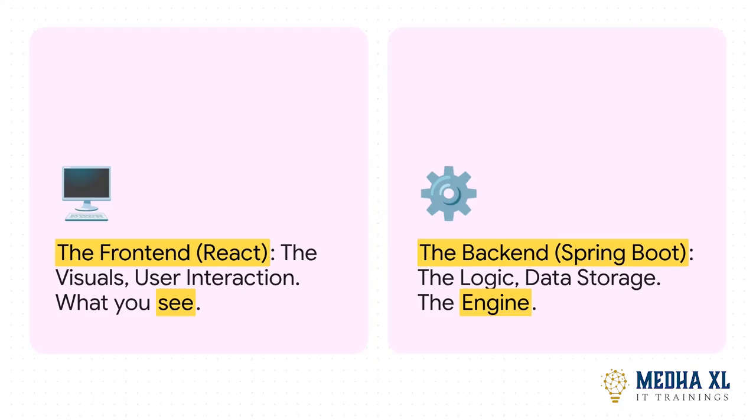And this table just lays it out perfectly. On one side, you've got React, handling all the visuals and user clicks, everything you see. And on the other, you have Spring Boot, managing all the logic and the data, the engine. Now, they are two completely distinct pieces of software. And that separation is so important. It means different teams can work on them at the same time, each totally focused on what they do best.